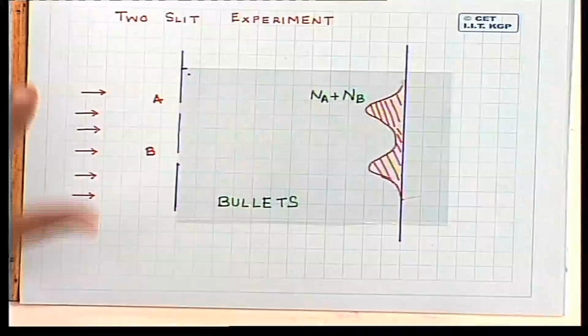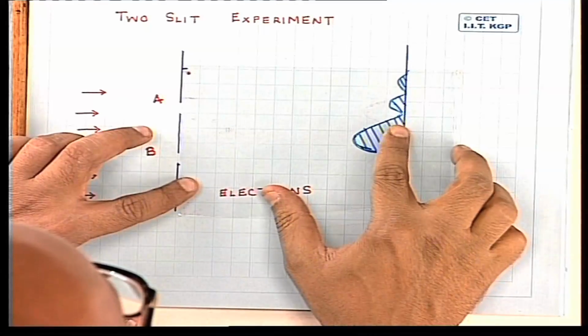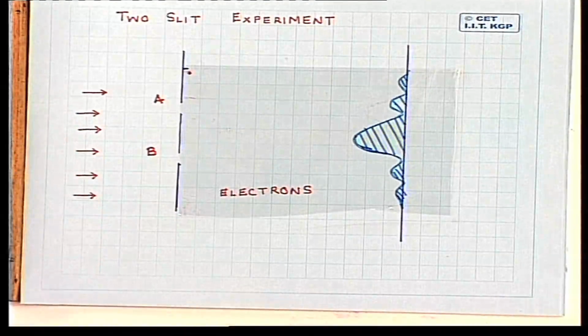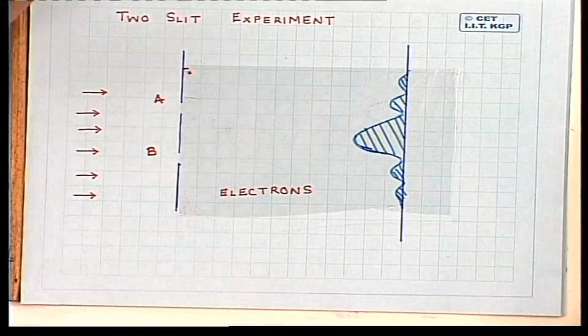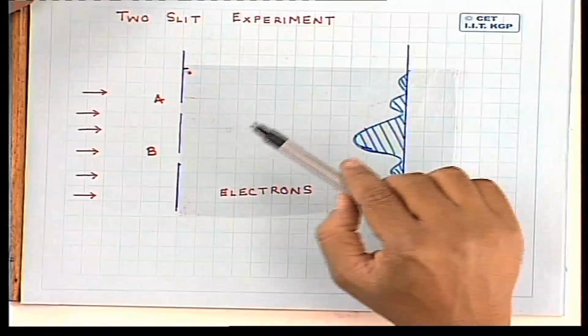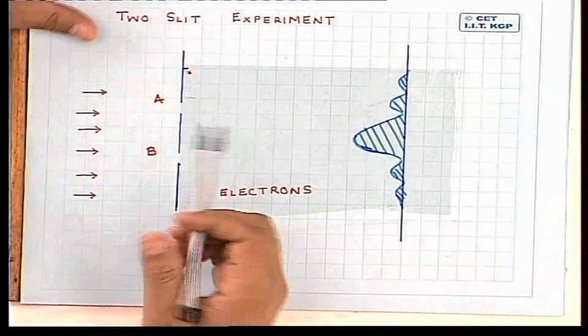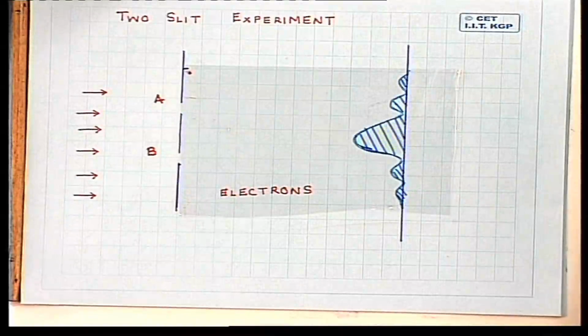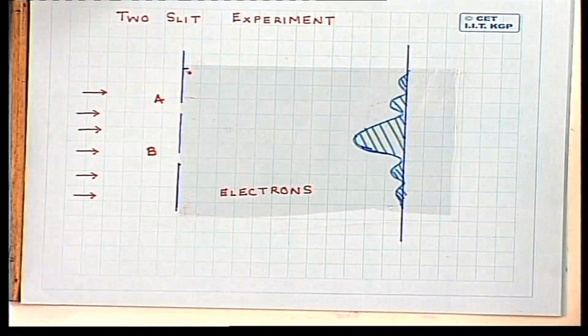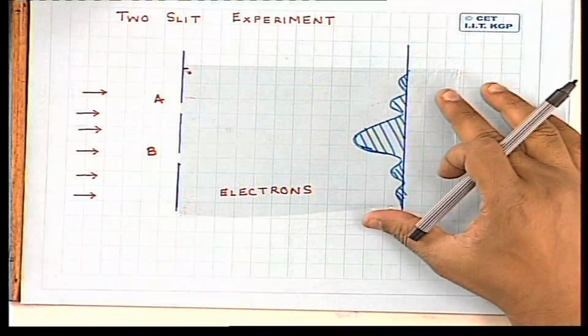So this is what you would expect if you were to do such an experiment using bullets, and it is quite in keeping with our understanding of classical physics. Now let us consider a slightly different situation where we were to do the same experiment but with some microscopic particles instead of bullets. So let us say that we do the same experiment. We have two slits on an opaque screen, and instead of shooting bullets from the left hand side, we were to shoot some kind of microscopic particles, let us say electrons.